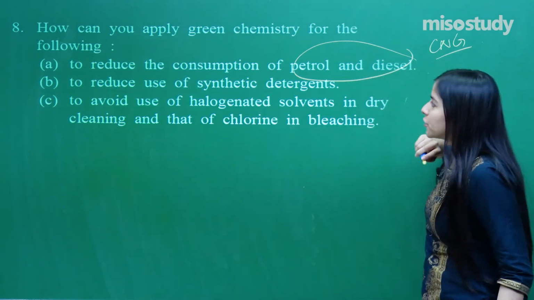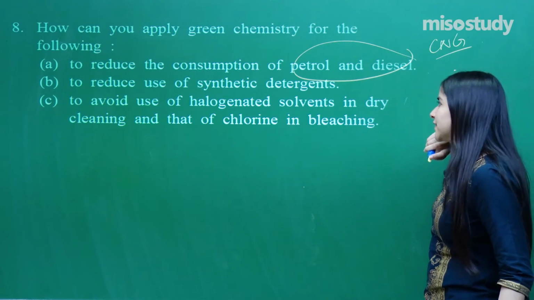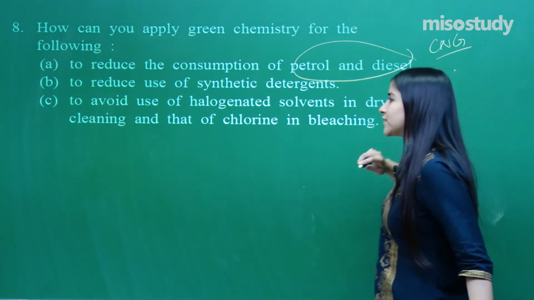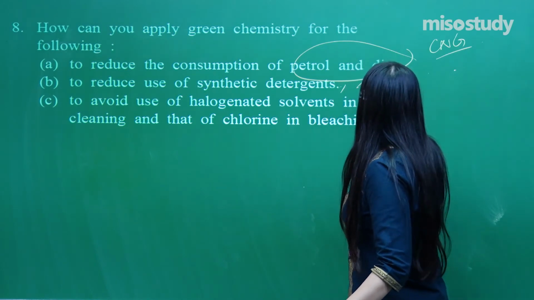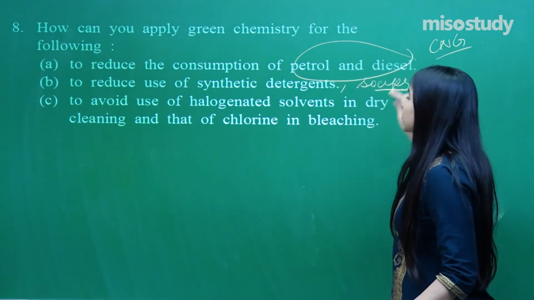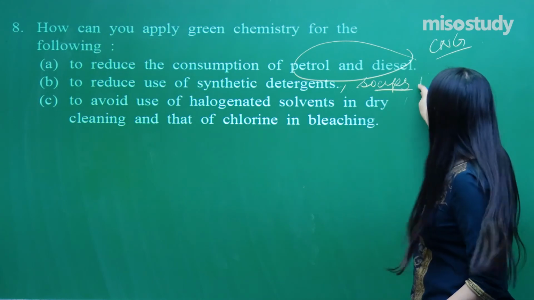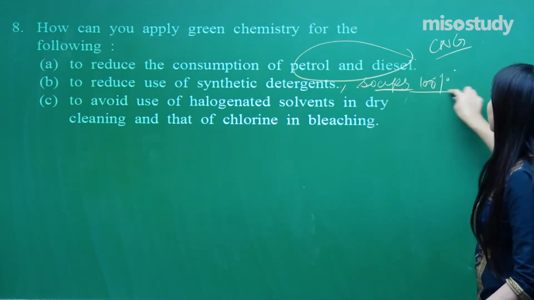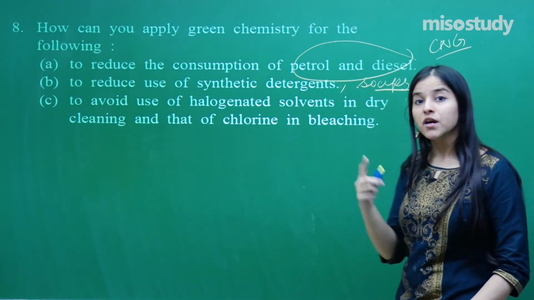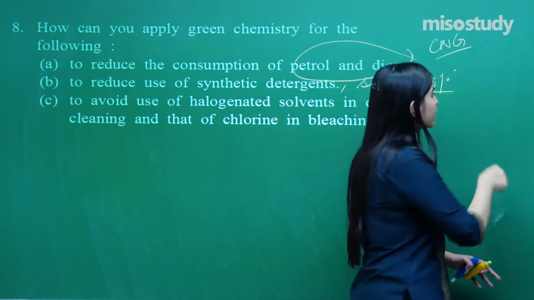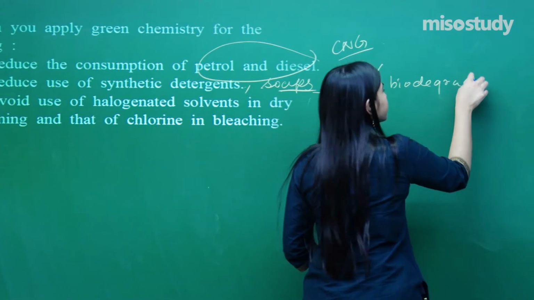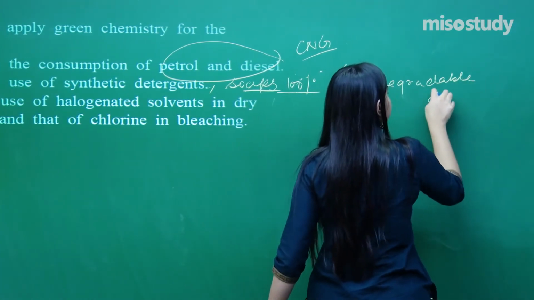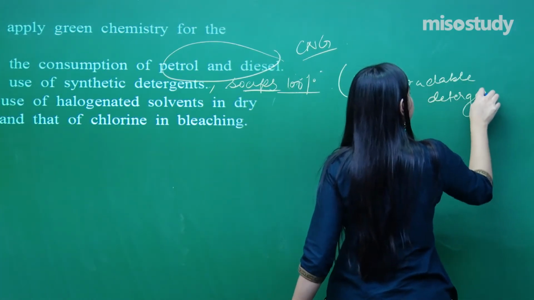Next one, to reduce use of synthetic detergents. You know synthetic detergents again are very harmful for the environment. What we can use is soaps. Soaps are biodegradable, 100% biodegradable. So instead of that we can use soaps, or not soaps, but you have got an option of biodegradable detergents as well, right?